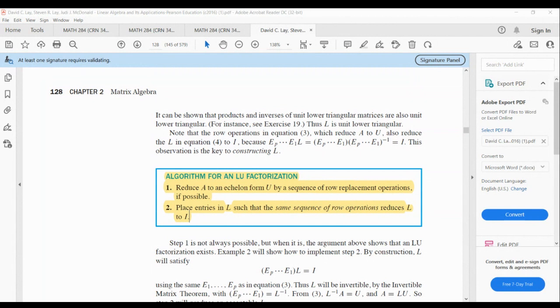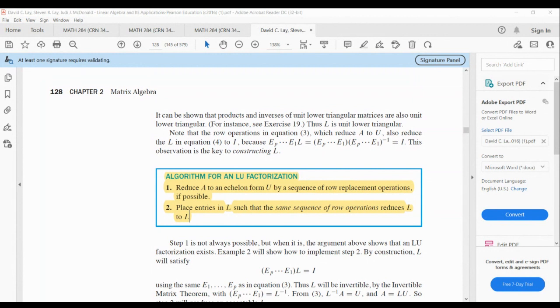So the technique that you're being shown here is how to do an LU factorization. MATLAB will not give you the same answers as the MyMathLab homework ones.